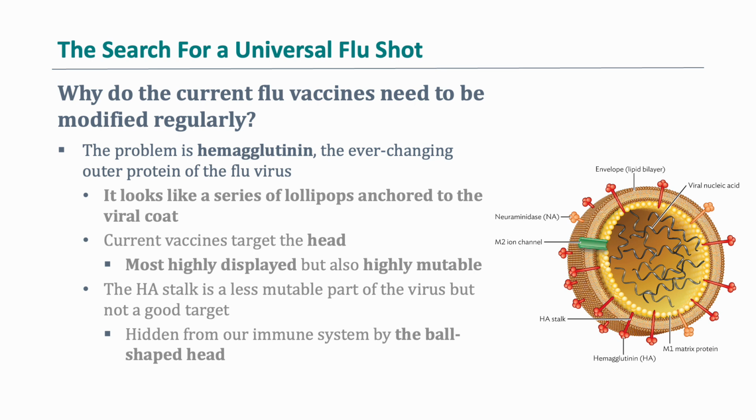Visually, hemagglutinin looks like a series of lollipops anchored to the viral coat, with the head of each lollipop sticking out. Most current flu vaccines are designed to target the head of these hemagglutinin proteins, as it is the part that is most highly exposed to the immune system. However, this part of the protein is also highly mutable, meaning it changes frequently. On the other hand, the stalk of the hemagglutinin protein is less mutable, but the stalk is hidden from our immune system by the larger, more prominent head. This makes it a much harder target for vaccines.